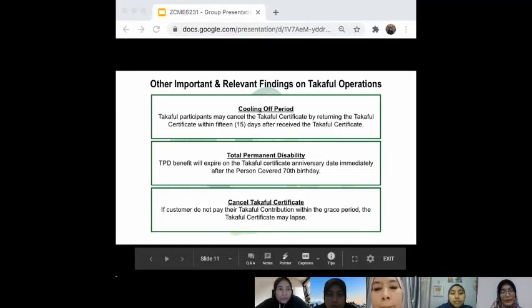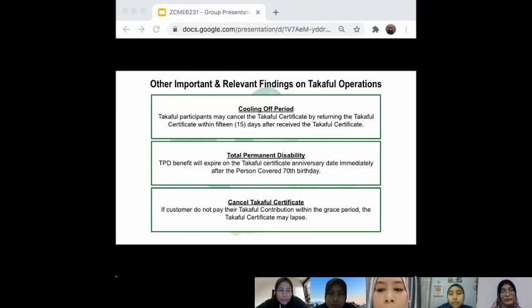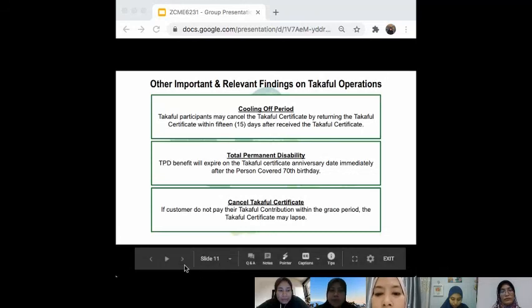Okay, there are a few other important and relevant findings on these Takaful operations. The first one is the cooling off period for this product. Takaful participants may cancel the Takaful certificate by returning it within 15 days after they have received it. The second one is total permanent disability. TPD benefit will expire on the Takaful certificate anniversary date immediately after the person covered's 70th birthday. And the third one is cancellation of the Takaful certificate. If the customer does not pay their Takaful contribution within the grace period, the Takaful certificate may lapse. So that's all from us. Thank you so much.